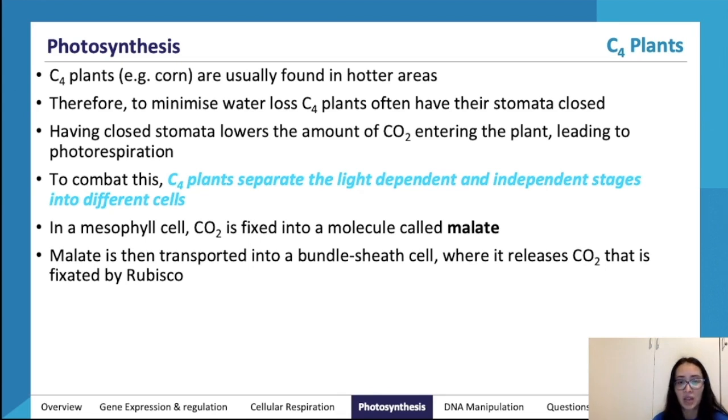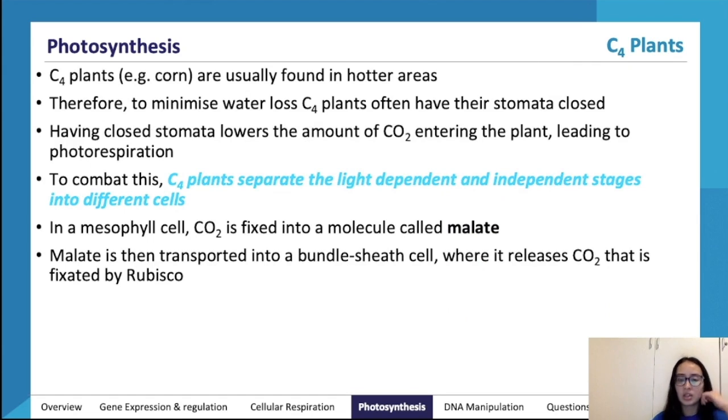And so plants have actually kind of evolved to get around this. And so what C4 plants do is that they separate the light-dependent and independent stages into different cells within the plant. So you've got two types of cells, mesophyll cells and bundle sheath cells, which are kind of involved in this process. And so in a mesophyll cell, carbon dioxide is fixed into a molecule known as malate. This malate will then be transported to a bundle sheath cell where it will release carbon dioxide, and that will then be fixated by rubisco.